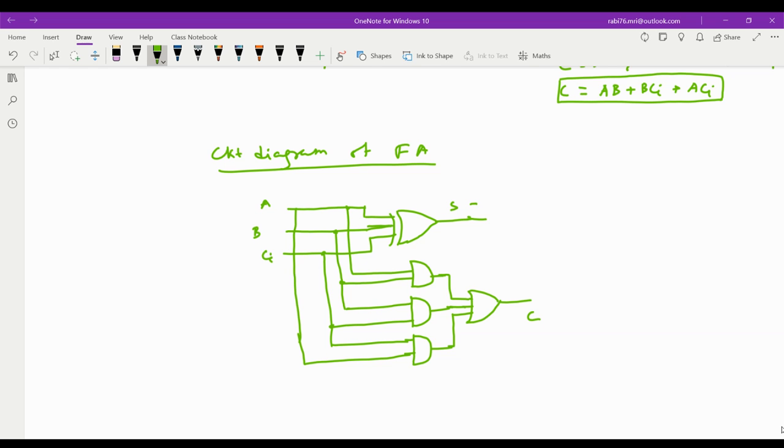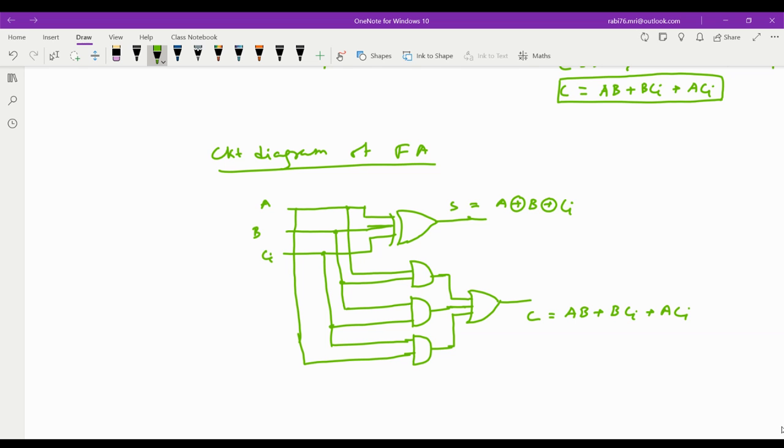So this is S equals A XORed with B, and the whole thing XORed with CI, right? And this carry C equals AB plus BCI plus ACI. You understand this carry? You can also say it CO. This is carry input and this is carry output. That's why I'm using CI. So this is the whole thing about half adder and full adder.